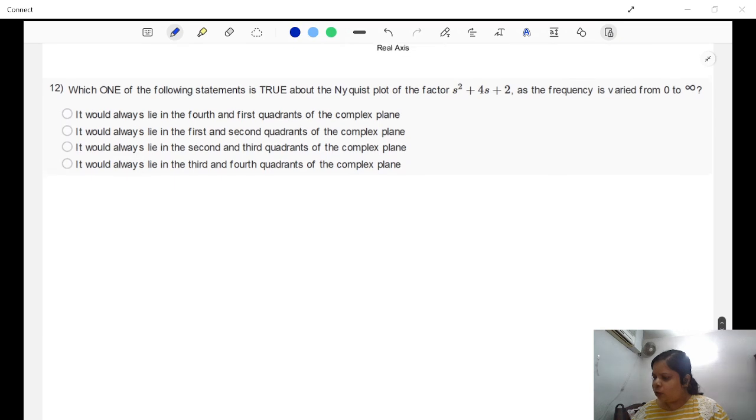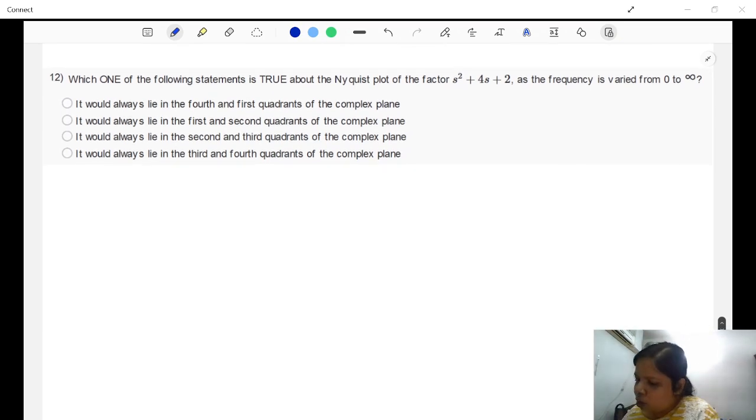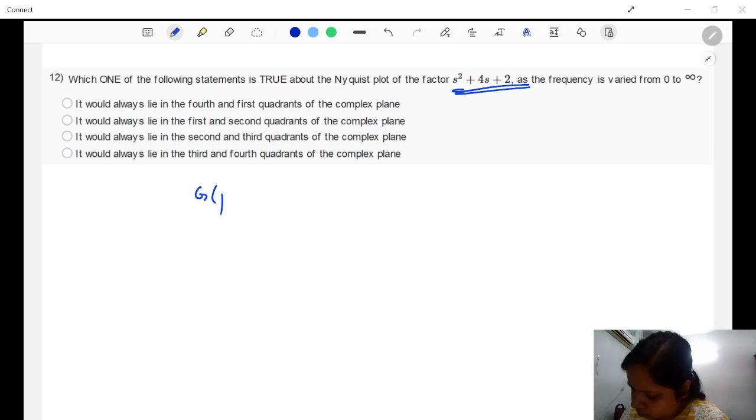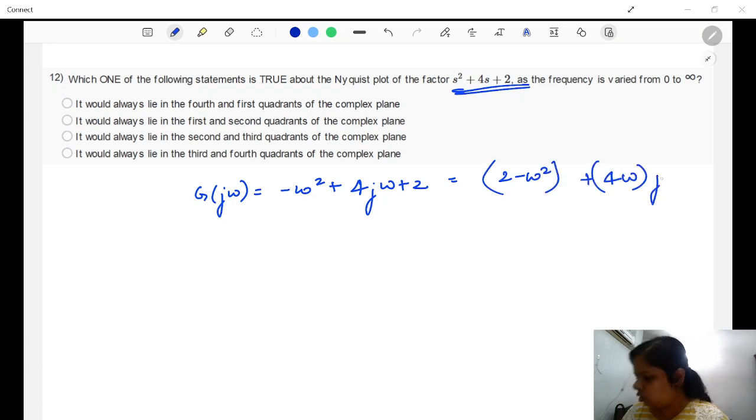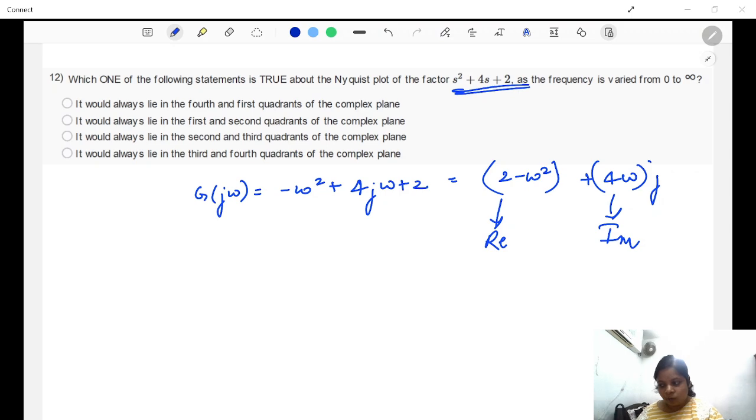So, moving to the next question. Which one of the following is true about this transfer function, or this factor basically, as frequency is varied from 0 to infinity? So, let's write what it is. G of j omega is, let's substitute j omega, minus omega squared plus 4j omega plus 2. Then you can write it as 2 minus omega squared plus 4 omega times j. Now, this is your real part. This is your imaginary part. Without plotting it completely, we'll try to find out in which quadrant it is going to lie. Alright?